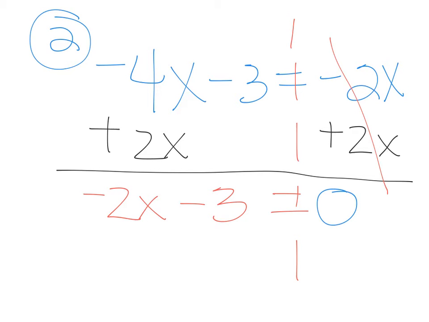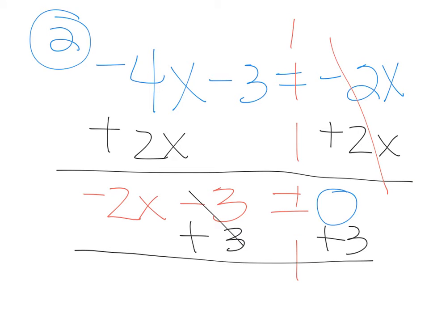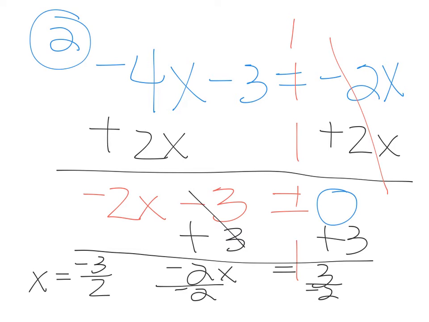Okay, now what we're going to do is we're going to add 3 to both sides. And you get negative 2x equals 0 plus 3 is 3. Divide both sides by negative 2. And we get x is just negative 3 over 2.